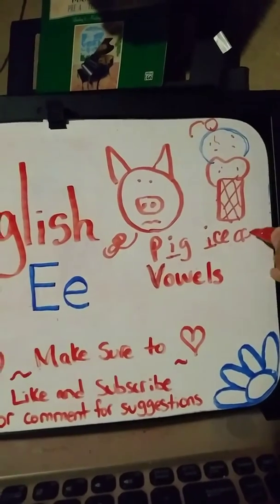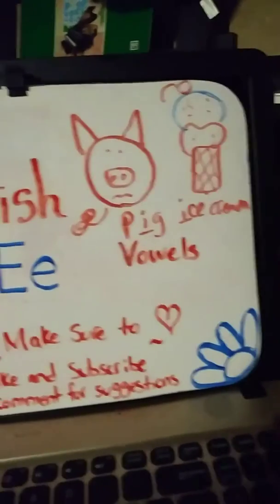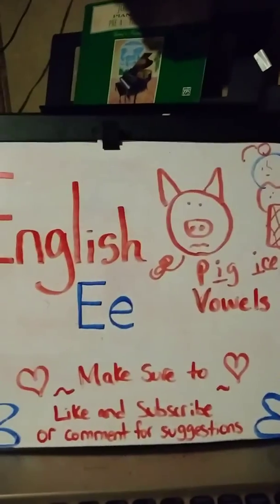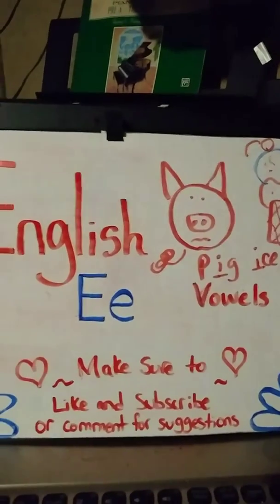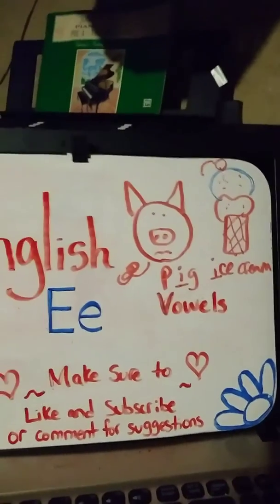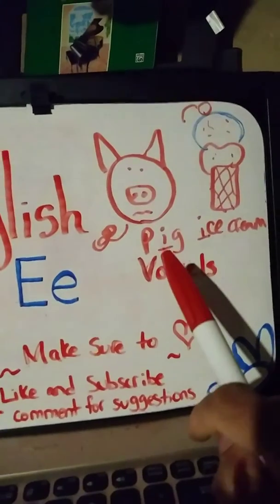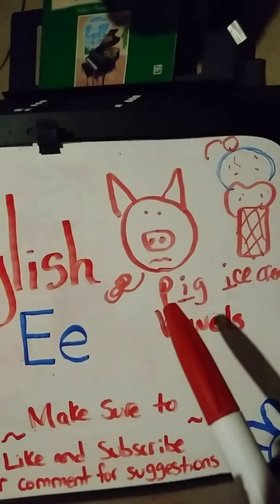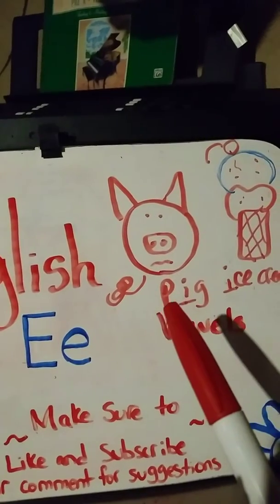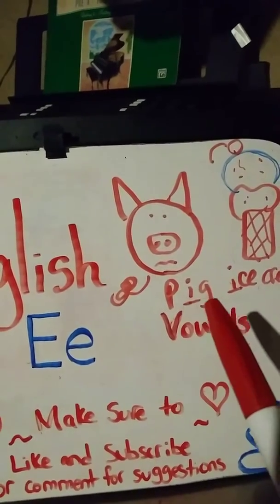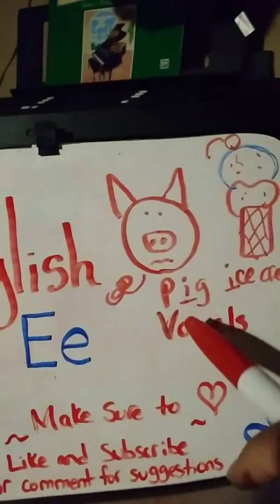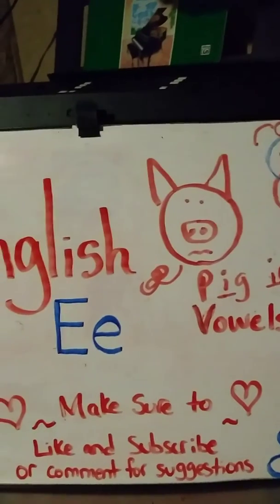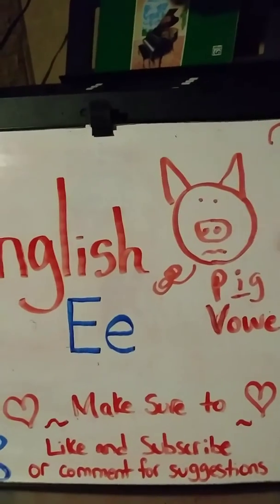Okay, so here we have a pig and ice cream. The I here in pig is the short I. P, I, g. Pig. You can hear that I, the enunciation of I. The short I, that is.